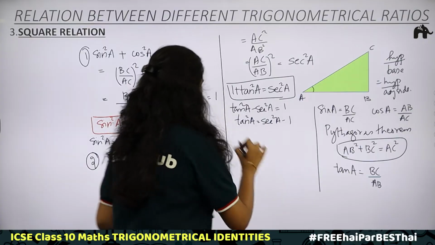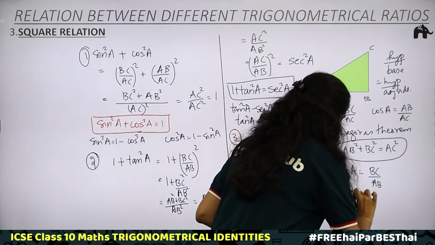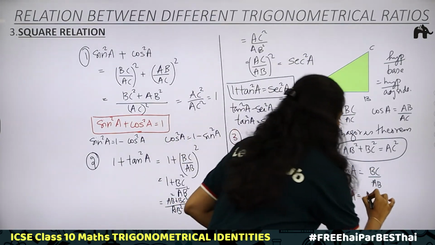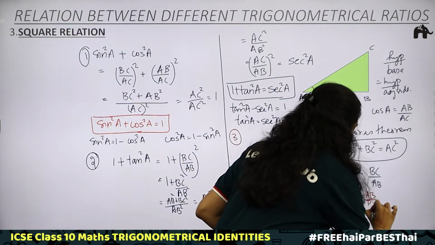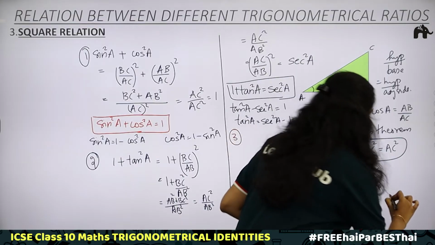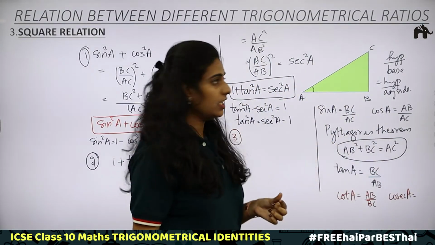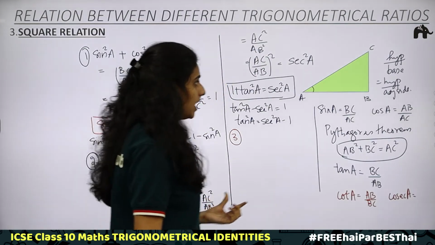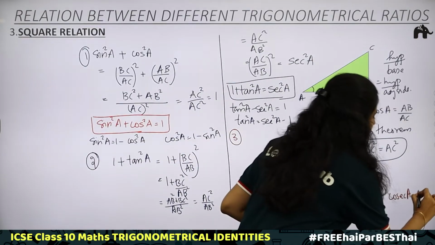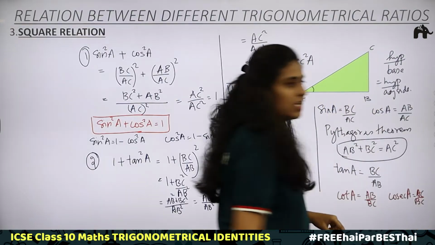Okay. Now the third one. Here, what is cot A? Cot A will be equal to, cot is just the reciprocal of tan, AB by BC. We have one more trigonometric ratio that is remaining, which is cosec. Cosec A will be equal to hypotenuse divided by the opposite side. Here AC by opposite side BC. AC by BC.